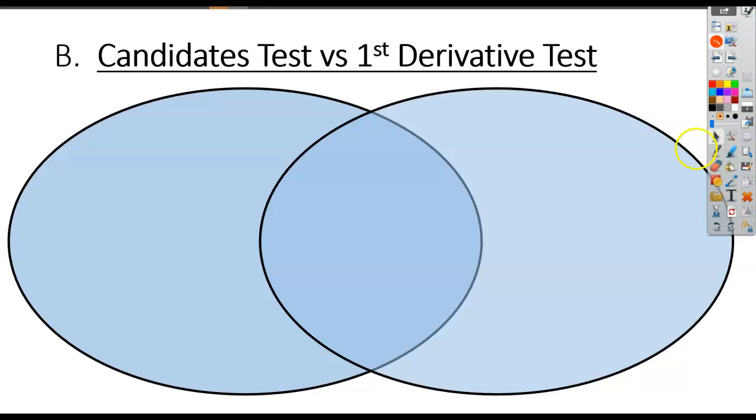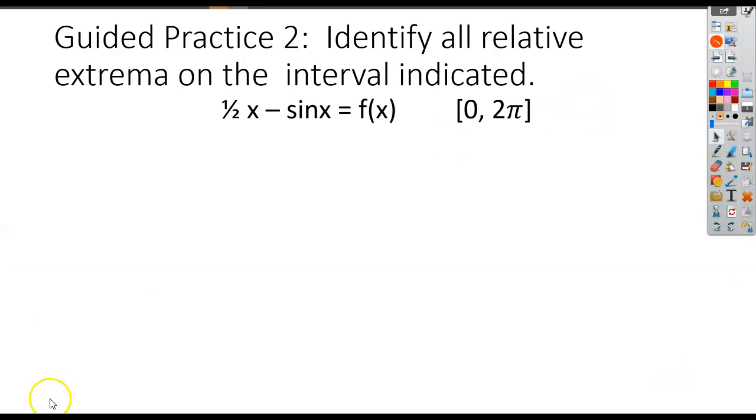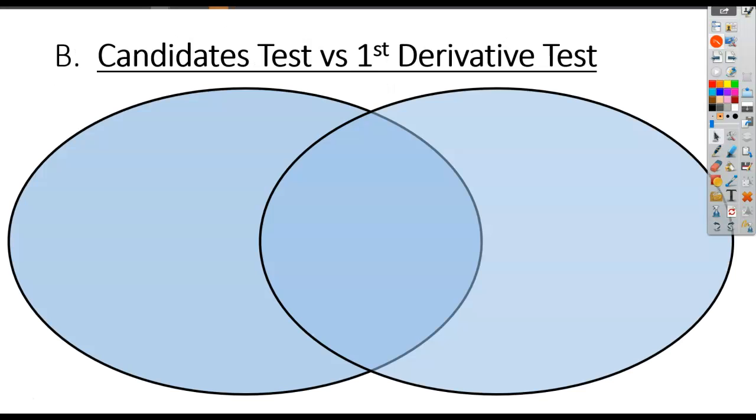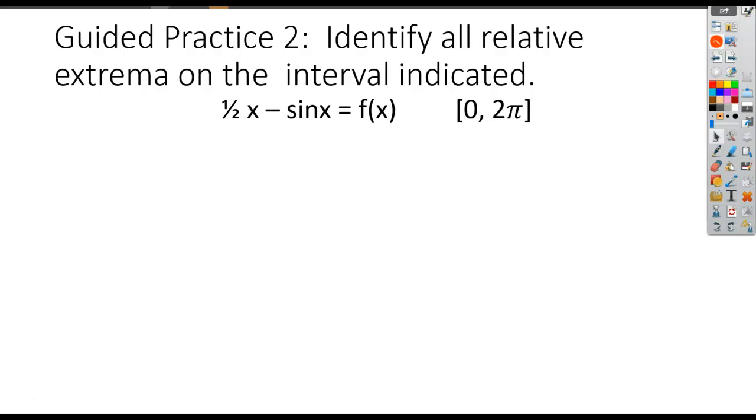If the problem is asking you to find absolute extrema, you're going with the candidates test. If it's asking for relative extrema, you're going with the first derivative test. So it's important to know the differences between those two things. For the remainder of the day, we're going to be doing more of the same thing, but slightly more challenging problems. Like this one's trigonometry. This one has a rational function. Just a couple of more challenging questions to take you deeper into the process.